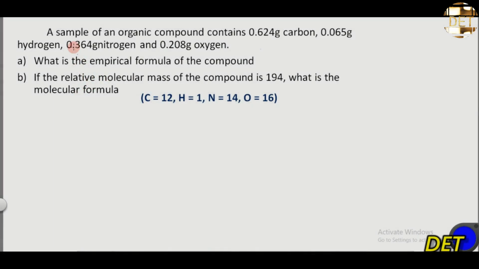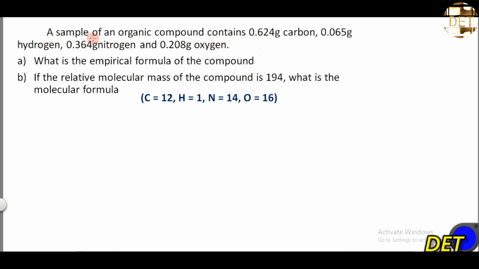Okay, so the question that we have here is: a sample of an organic compound contains 0.624 gram carbon, 0.065 gram hydrogen, 0.364 gram nitrogen, and 0.208 gram oxygen. What is the empirical formula of the compound?